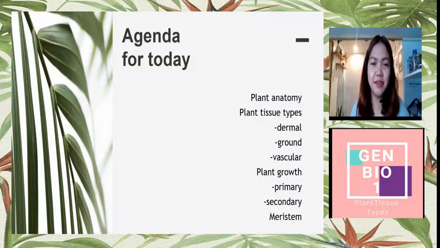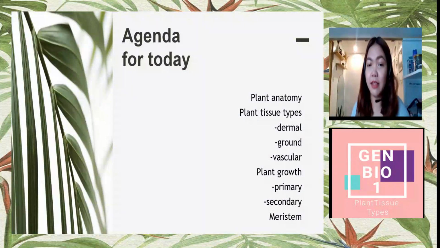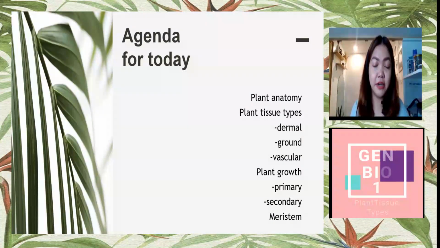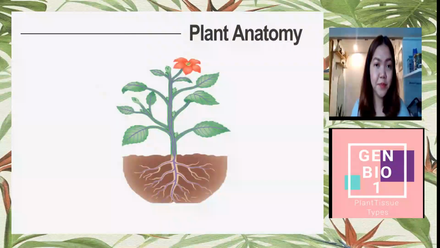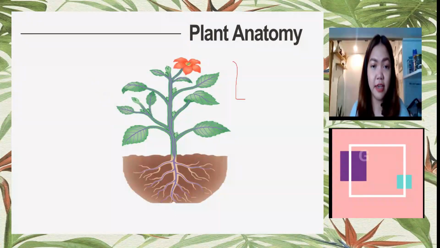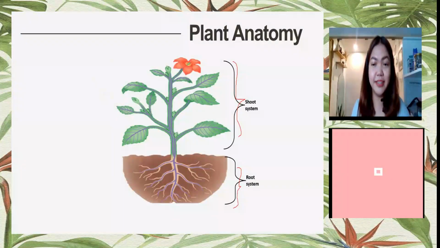Anyway, the agenda for today is the plant anatomy. We're going to discuss the plant anatomy. Just a review. Plant tissue types: we have your dermal, ground, vascular, plant root, primary, secondary, and meristem. So the plant anatomy or phytotomy is actually divided into two. We have your shoot system and your root system.